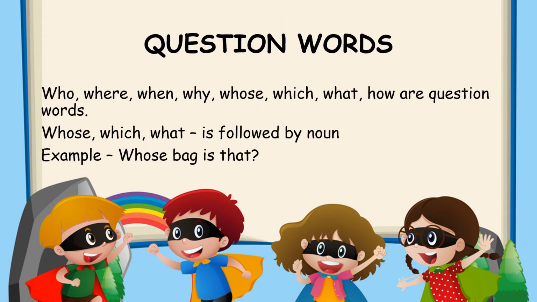Next, we also begin question sentences with question words. Who, where, when, why, whose, which, what, how are question words. Whose, which and what are normally or usually followed by a noun. It means after these words, not every time, sometimes it is followed by a noun. For example, whose bag is that? So after whose, bag is a noun. So usually it is followed by a noun.